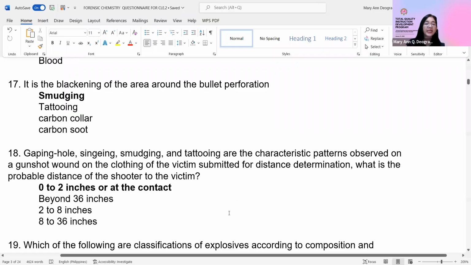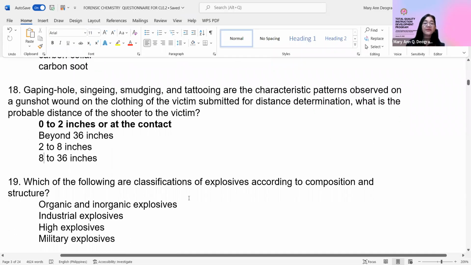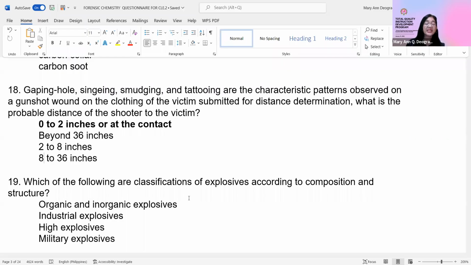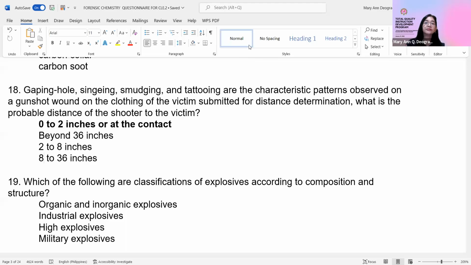All right, number 19. Which of the following are classifications of explosives according to composition and structure? Yung pinaka-component ng explosive. Is it organic and inorganic? Is it industrial? Is it high explosives or military explosives? According to composition and structure.